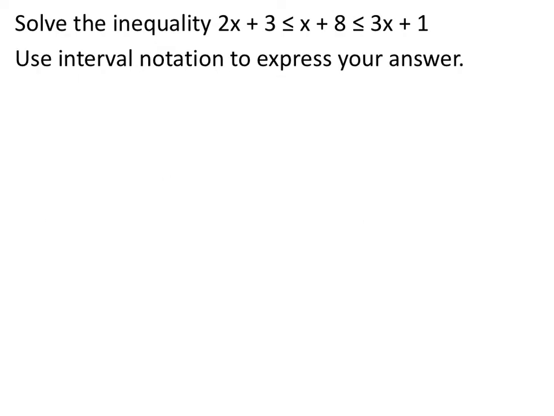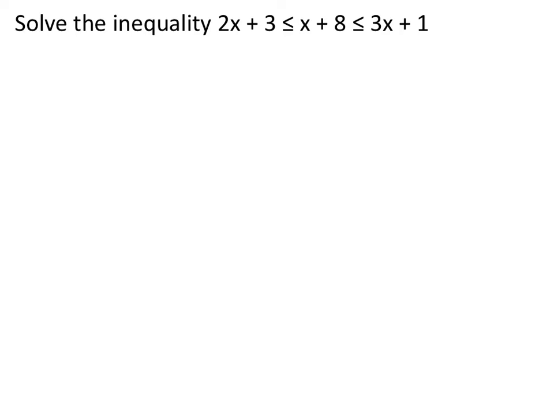All right, so like this one, we'll use interval notation to express our answer. That's okay, we'll come back to that. But we need the answer first. So I'm going to separate this. First, I'm going to look at the first 2. I guess the first inequality. So that's 2x plus 3 is less than or equal to x plus 8. So that's one inequality. But again, I do have this other one with x plus 8 and 3x plus 1.